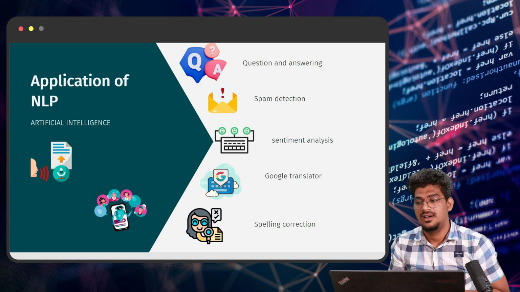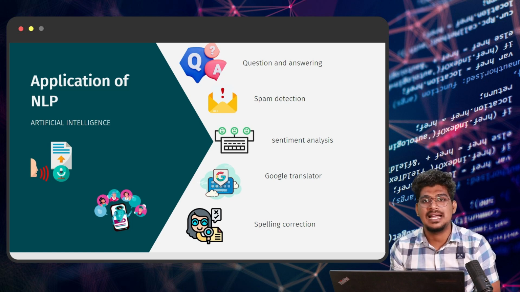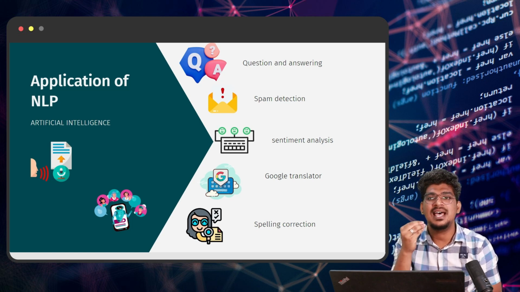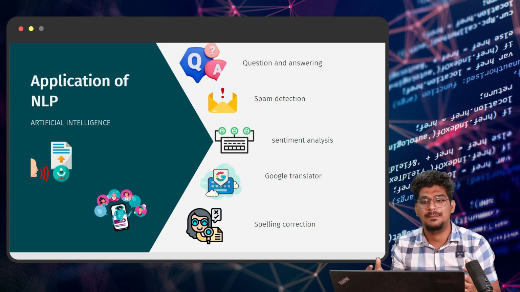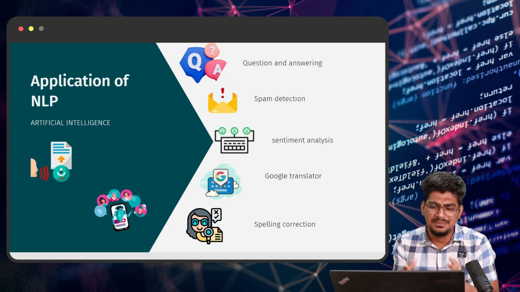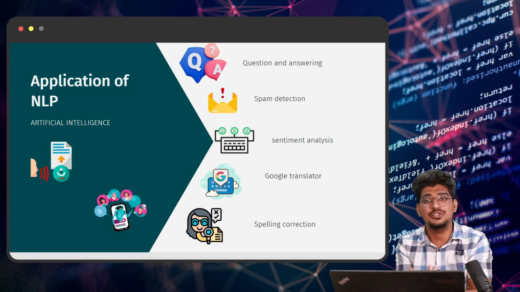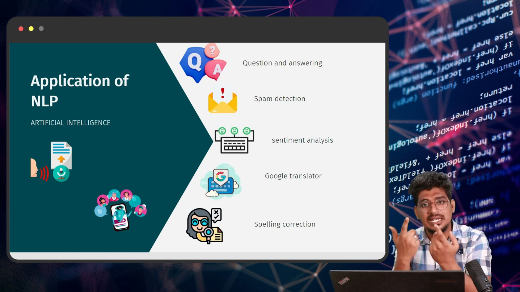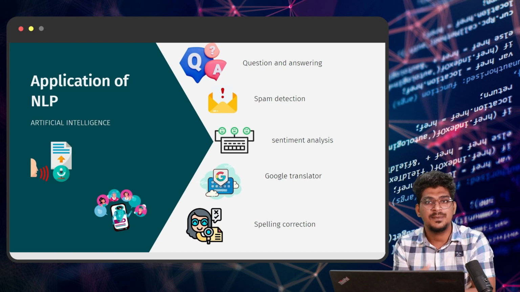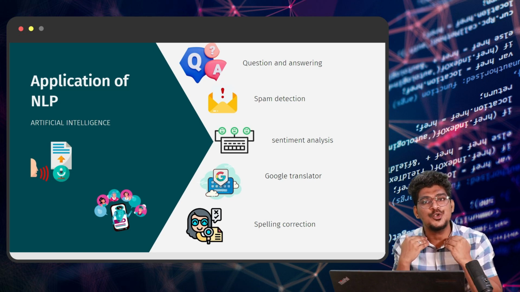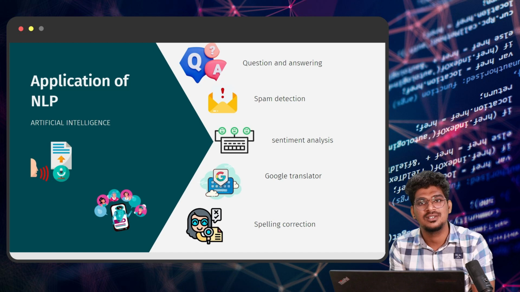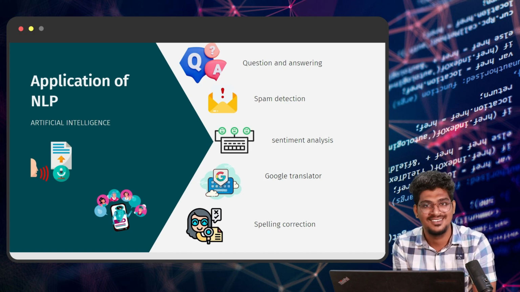When you use Google Assistant, you can say something like, open YouTube, or call this person. You are asking the machine a question, and the machine gives the answer. That is the best example of NLP. We are communicating and interacting with the machine.